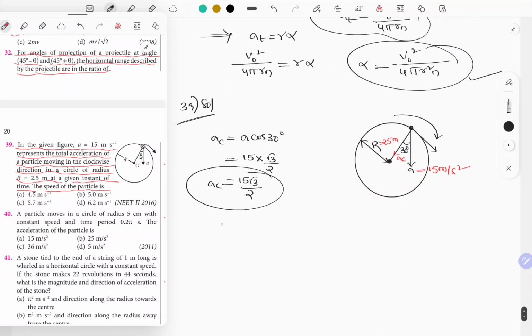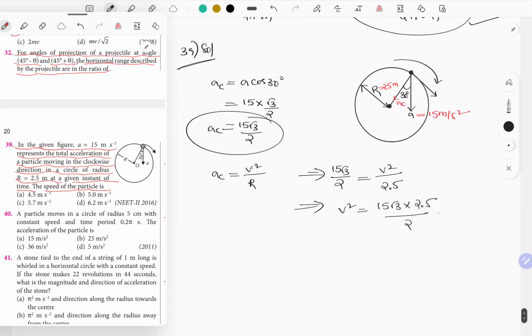Do we know the formula for centripetal acceleration? Yes, that is equal to V square by R. You just equate these values. So 15 root 3 by 2 is equal to V square by R, where R is 2.5. That's what they're asking. So V square is equal to 15 root 3 into 2.5 divided by 2.